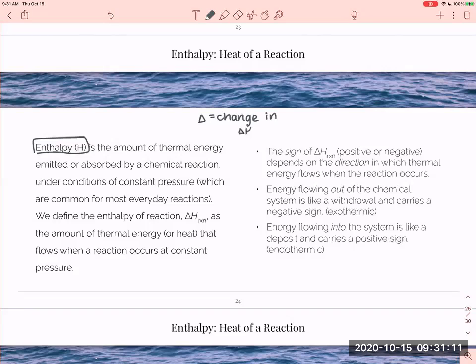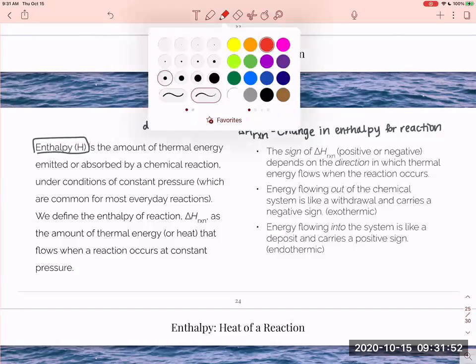So this delta, we've seen that before with Q equals MC delta T. So delta H of reaction means the change in enthalpy for the reaction. And so we can look at the number for that and tell if it is endothermic or exothermic, and you may recall those words as well. So endothermic, meaning the heat is entering, and exothermic, meaning that heat is exiting.